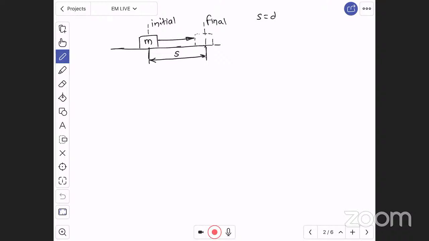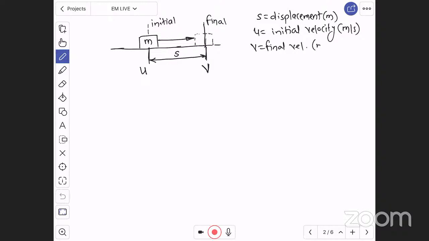Here s is displacement in meter, which is the shortest distance between initial position and final position. Let us say initially the object is moving with some initial velocity u. Here u is initial velocity in meter per second. When the object reaches the final position, the velocity of the object is v. Therefore, v is called the final velocity of the object in meter per second.